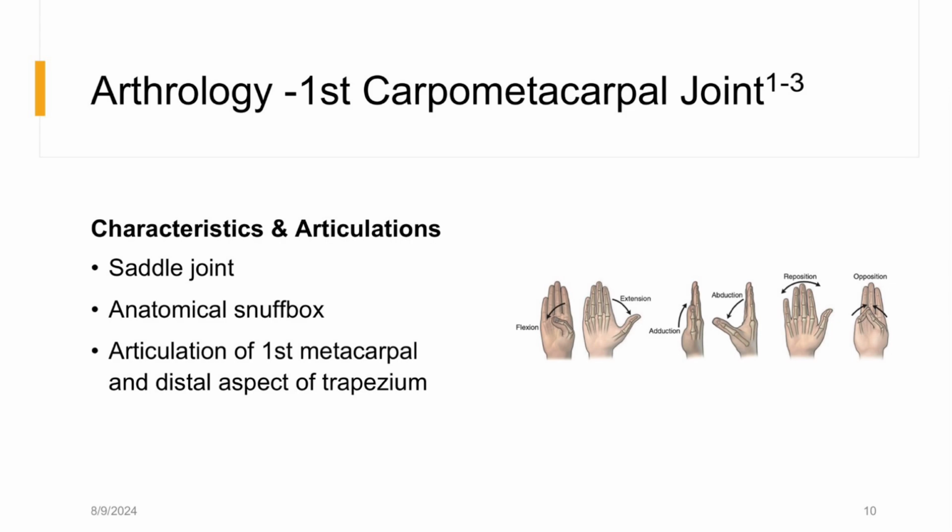On the first carpometacarpal joint, we talked about the first carpometacarpal joint being a saddle joint. It contains what they call the anatomical snuffbox. It's the articulation of the first metacarpal and the distal aspect of the trapezium, as I noted earlier. So why is understanding this articulation important? Why do you need to know this? If you're going to be assessing the component motions for flexion and extension, or abduction and adduction of the CMC joint, why is it important to know the articulation?